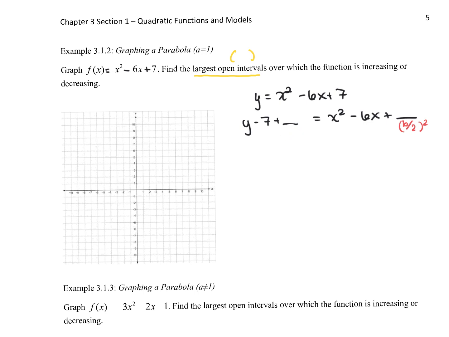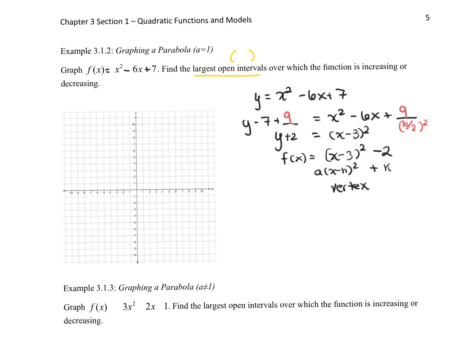So let me erase that. I'll look at there. So b is -6. -6 divided by 2 is -3. -3 squared is 9. If I add 9 to one side, I've got to add 9 to the other. So this side becomes y plus 2 equals, this side factors into (x minus 3) squared. So f of x equals (x minus 3) squared minus 2. Remember, it's supposed to say a(x minus h) squared plus k. So my vertex is going to be (3, -2). So 3, -2, there's my vertex.